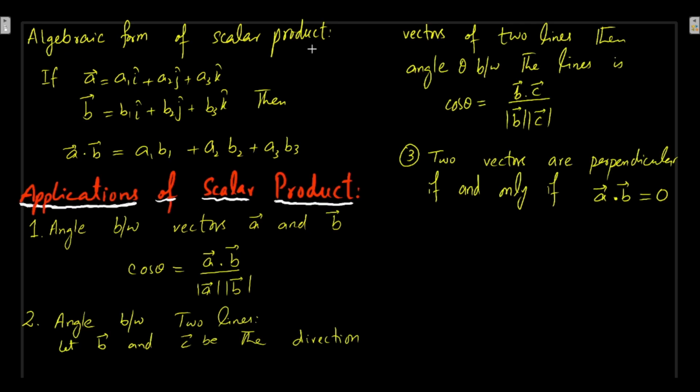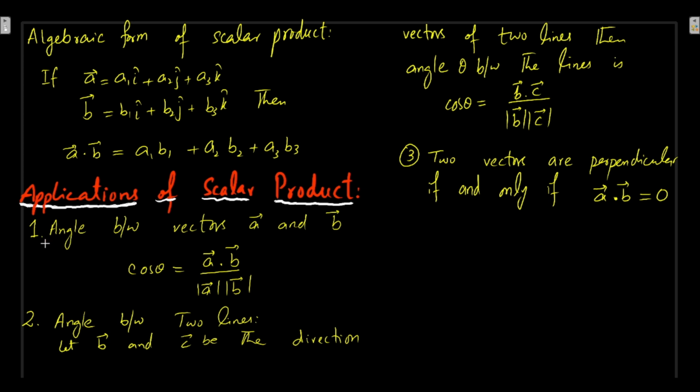Algebraic form of scalar product. If we are given vectors A and B in terms of their components, let us suppose A vector equals A1 i plus A2 j plus A3 k, and B vector equals B1 i plus B2 j plus B3 k, then their scalar product can be computed as A dot B equals A1 B1 plus A2 B2 plus A3 B3.